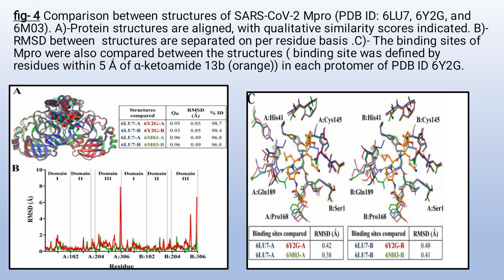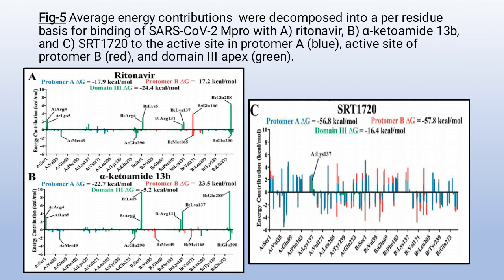C shows the binding sites for the main protease that were compared between the structures in each protomer for PDB ID 6Y2G, and these RMSD values are for carbon alpha atoms of residues. The figure shows the average contributions decomposed on a per residue basis for binding of the virus MPRO with the three different compounds to the active site in protomer A, the active site in protomer B and the domain 3 apex.